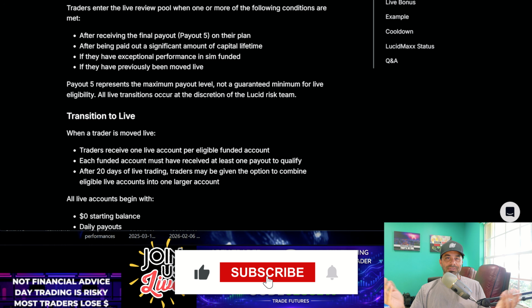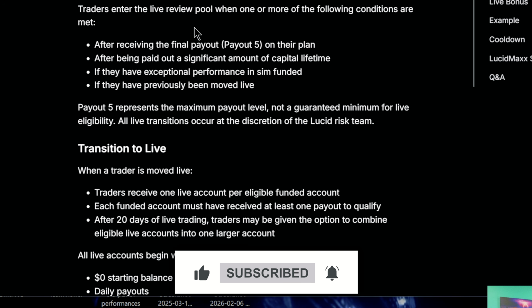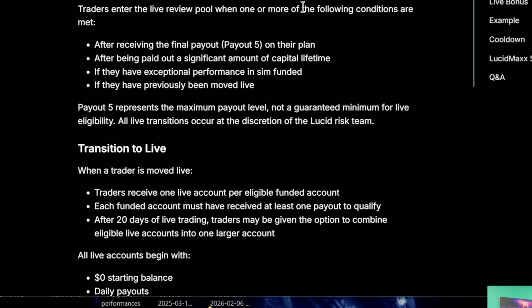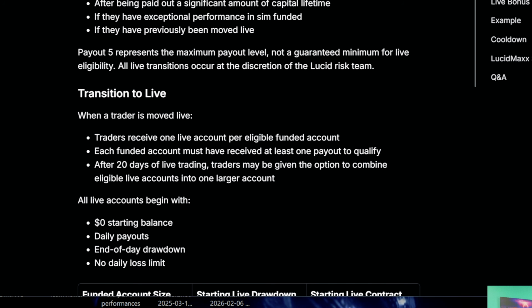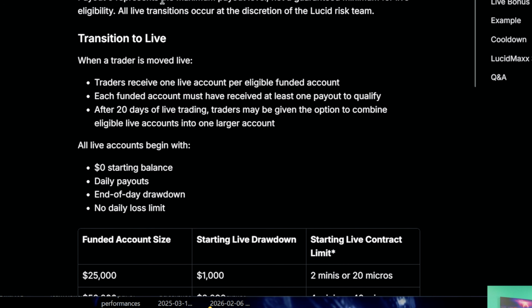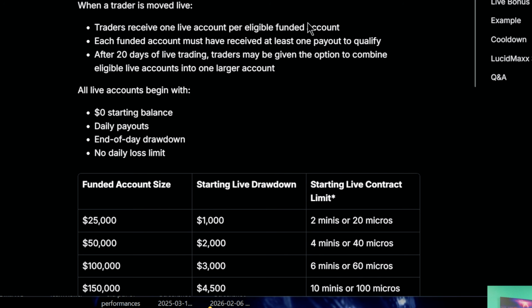So traders enter the live review pool when one or more of the following conditions are met. After receiving the final payout, 5 payouts on their plan. After being paid out a significant amount of capital lifetime. If they have exceptional performance in sim funded. If they have previously been moved live. Payout 5 represents the maximum payout level, not a guaranteed minimum for live eligibility. All live transitions occur at the discretion of Lucid's risk team.